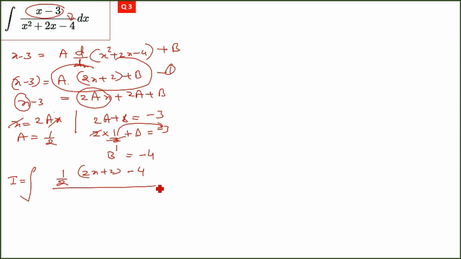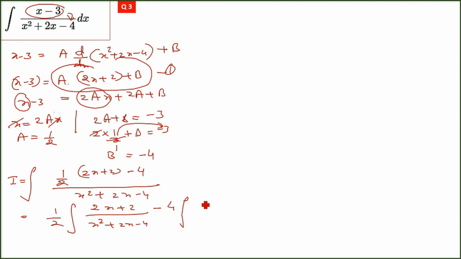So let me write this equation first so that I can show you how we separate them out. x square plus 2x minus 4 will remain in the denominator. Now I'm separating these two terms. So half will come outside, 2x plus 2 will be in the numerator, x square plus 2x minus 4 is the first term. The second term is 4, which we have taken outside, dx divided by x square plus 2x minus 4. So these are the two different integrals, I1 and I2, you can call them.